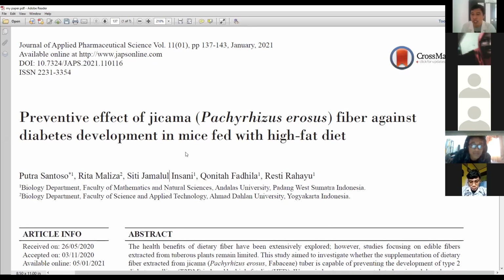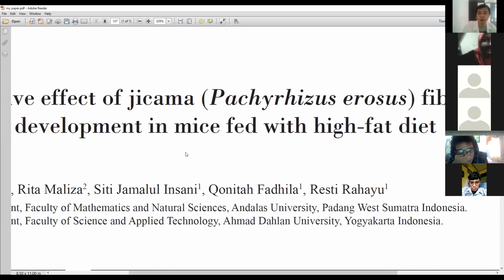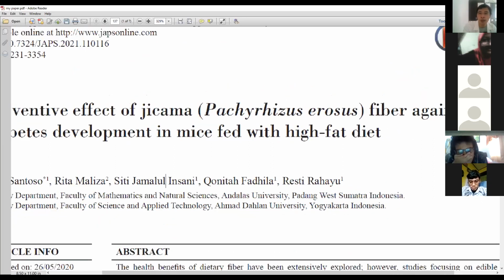She is a molecular biologist in Jakarta, and she also graduated from the medical school, but from a different department than me. We collaborate in studies about metabolic diseases like obesity and diabetes and associated metabolic disorders, of course. The others, Siti Jamalul Insan and Kanita Fadila, are my previous students. They are your seniors, and they were also involved in my research.